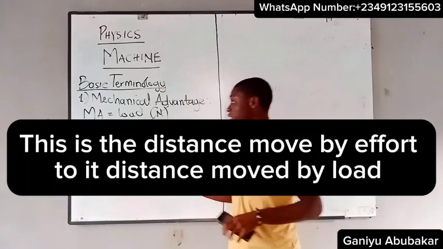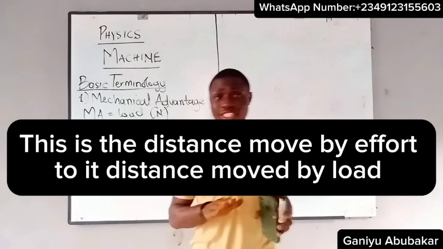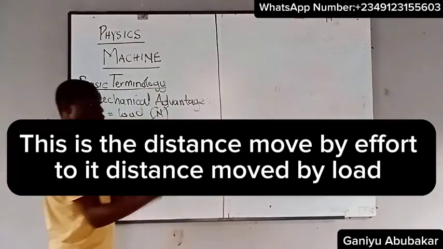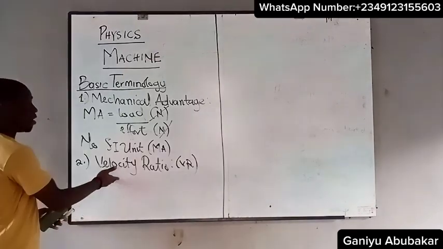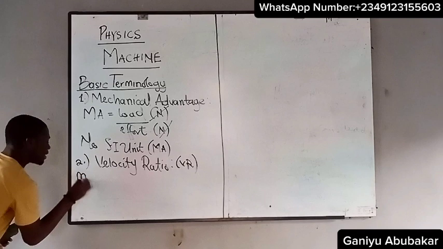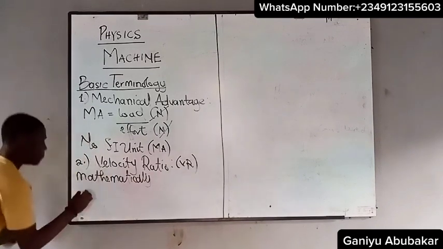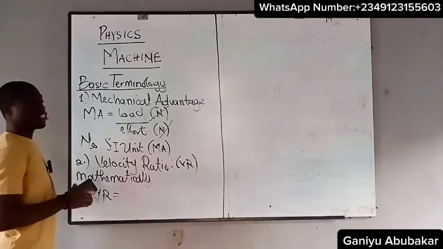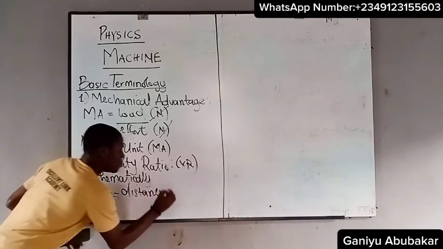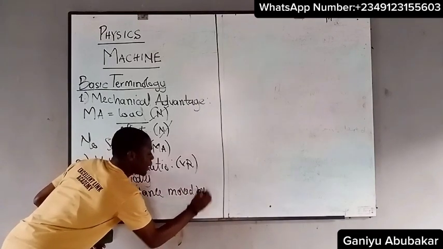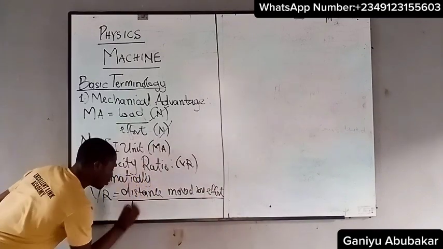By definition, this is simply the distance moved by effort to the distance moved by load. That's all. So the distance moved by effort divided by the distance moved by load is the expression for velocity ratio. Mathematically, VR, which signifies velocity ratio, is simply the ratio of the distance moved by effort to the distance moved by load.